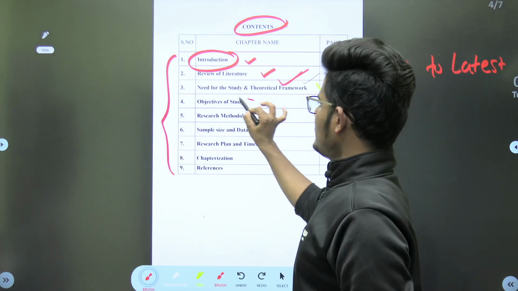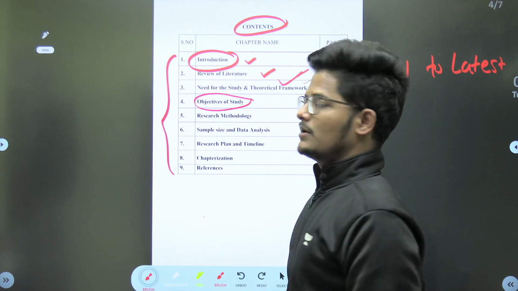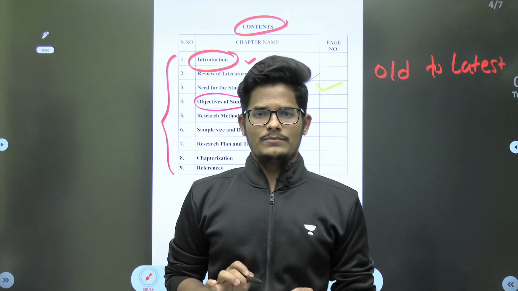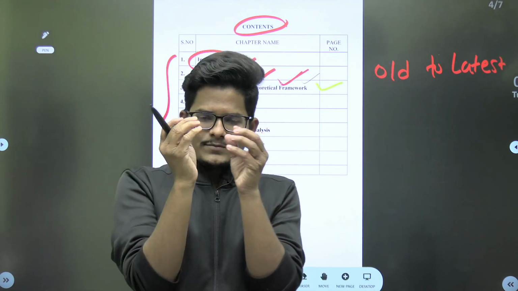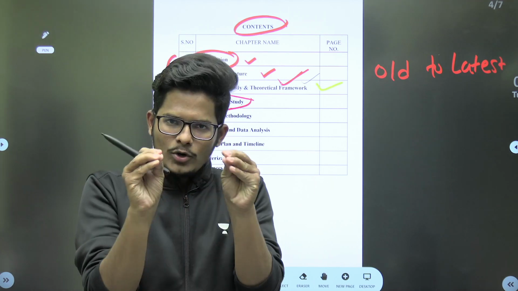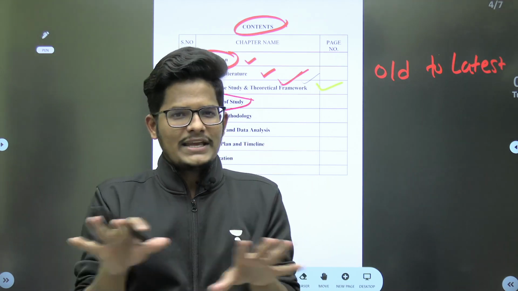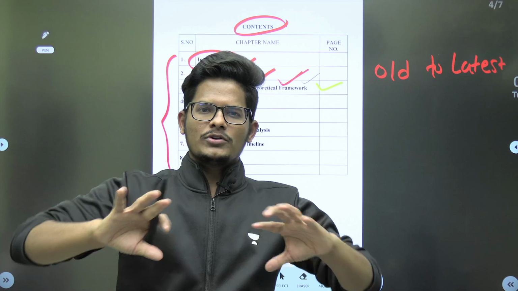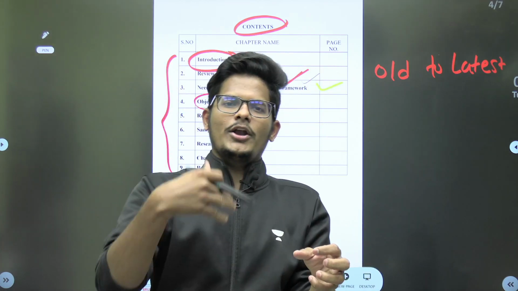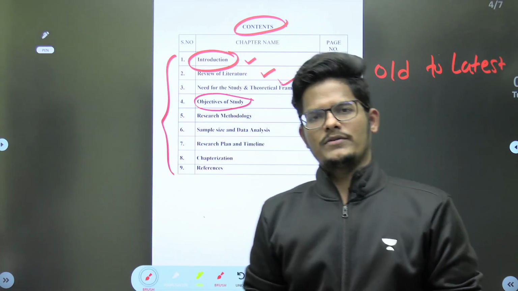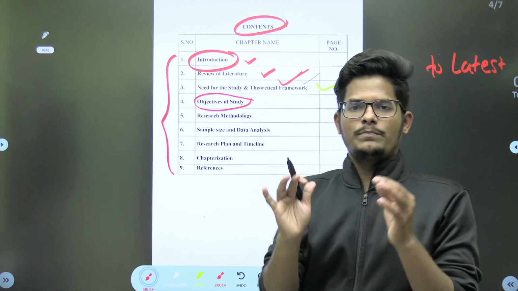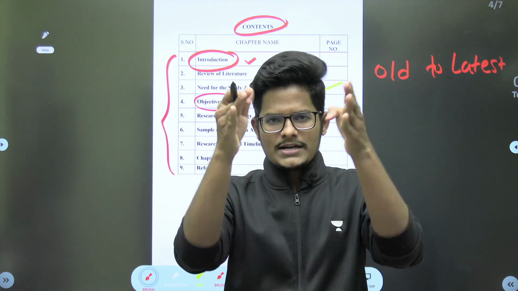Next, fourth is the objectives. Objectives of the study are nothing but simple. Take a small topic, make 4 to 5 simple objectives. Don't complicate the study. Don't put big goals beyond your topic or beyond the scope of the study, because objectives should be limited to the topic that you have chosen.